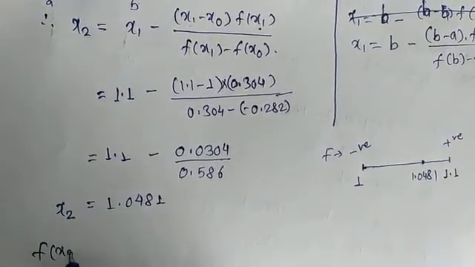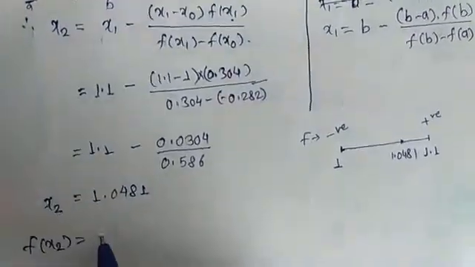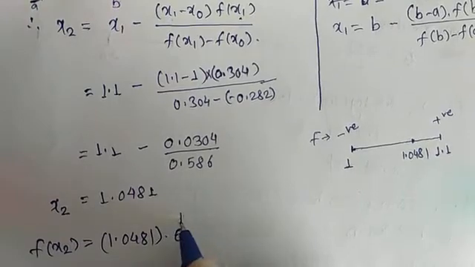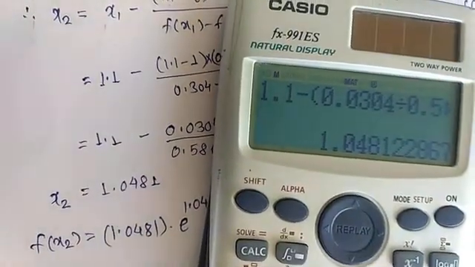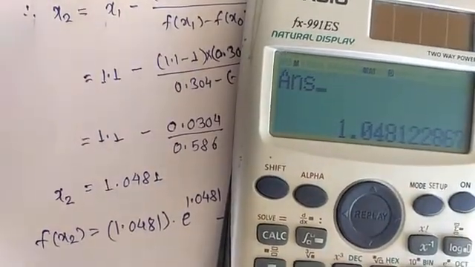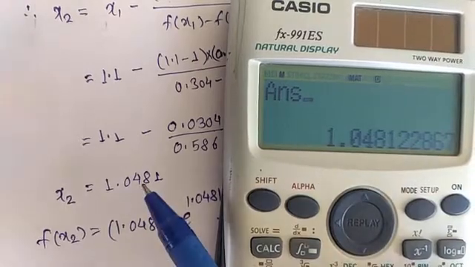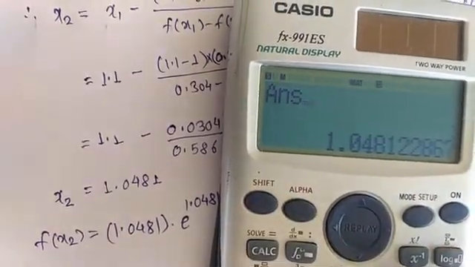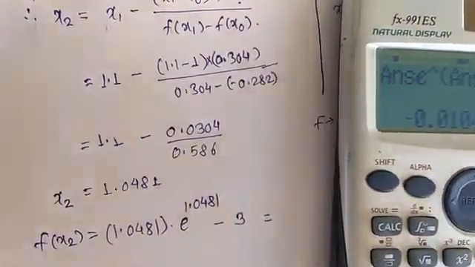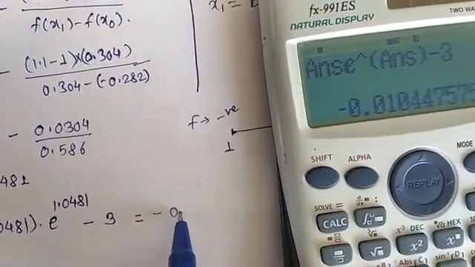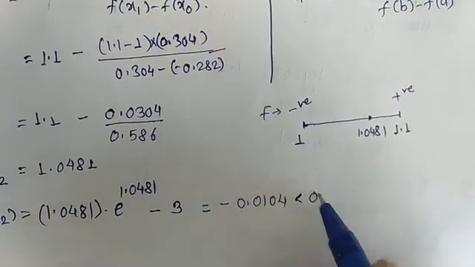Now f of x2 is equal to, our function is x into e raised to x, minus 3. So x is 1.0481 into e raised to 1.0481 minus 3. Okay, I will take it as an answer only in the calculator, because here the value is 1.0481. We have taken x2 into e raised to answer minus 3. So its calculation gives us minus 0.0104. Okay, which is less than 0, which is negative.